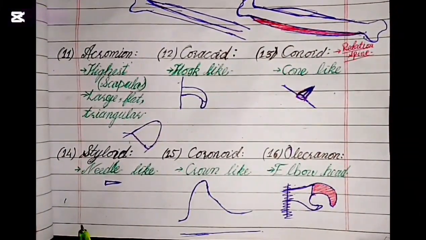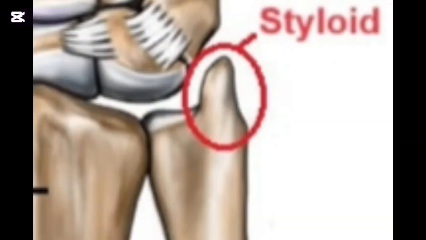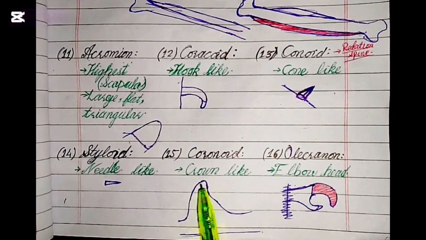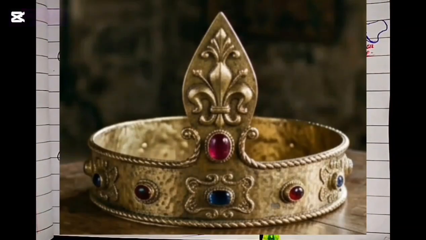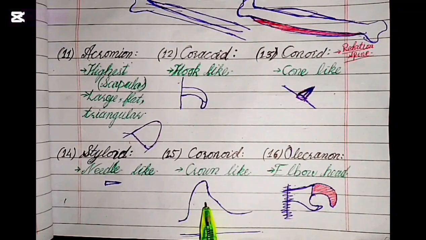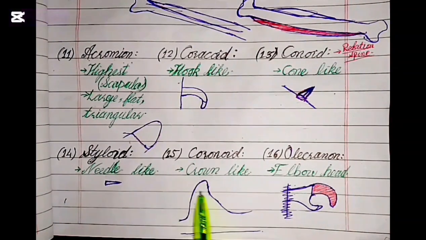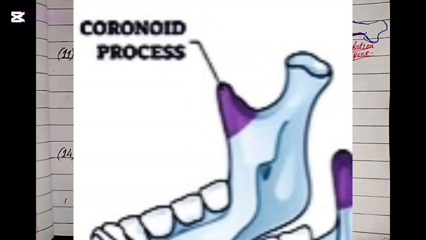Now look at the styloid. Styloid is the word that means needle-like. So it is a needle-like projection which is very thin. Coronoid is the word that means crown-like. Look at the picture of the crown on the screen. This is crown-like. It goes up and down. It comes like that. So it is crown-like.